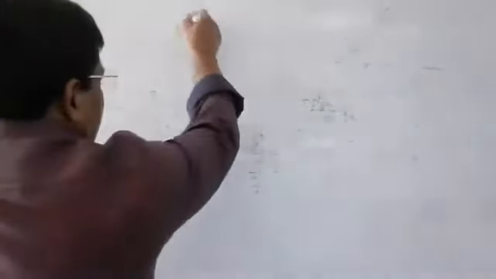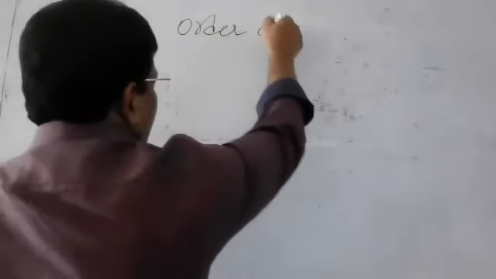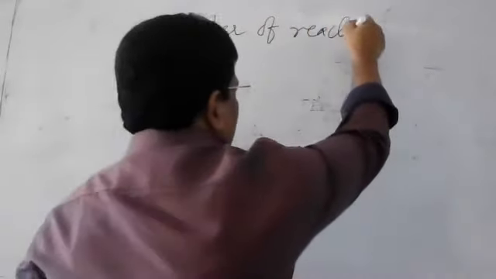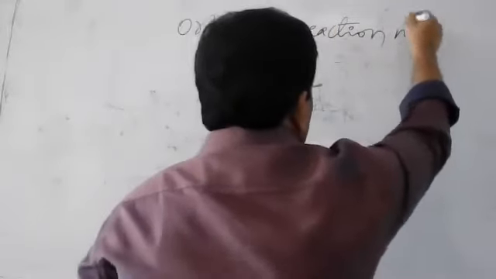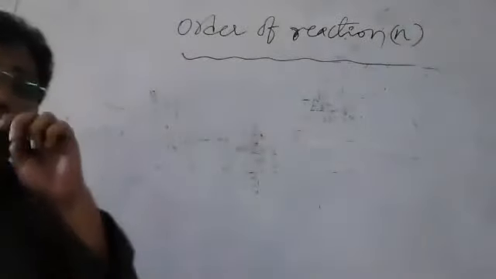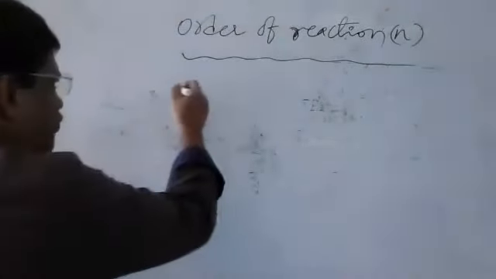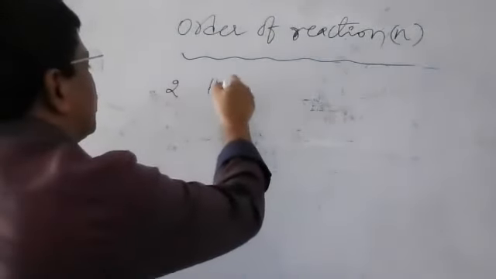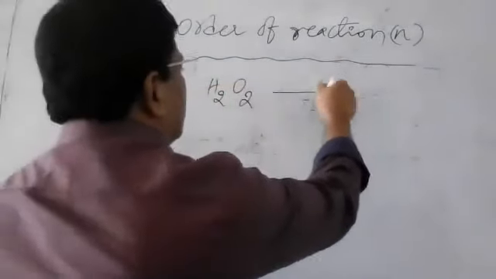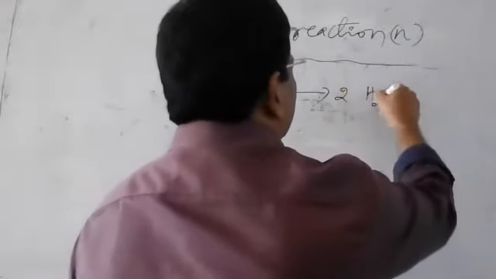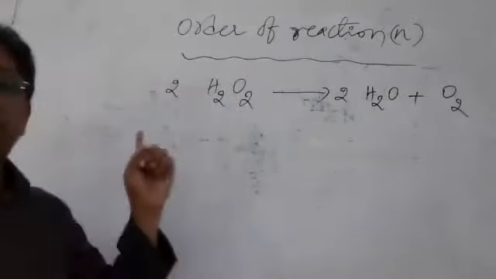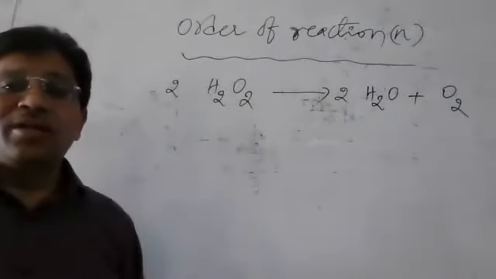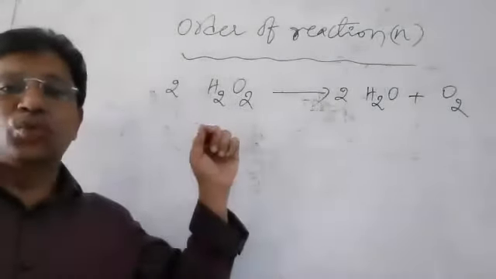Now we are discussing order of reaction. Order of reaction is given by the letter N. Suppose you take the decomposition of H2O2 to give 2H2O and O2. If you see this equation, what is the molecularity? Molecularity of the reaction is 2.